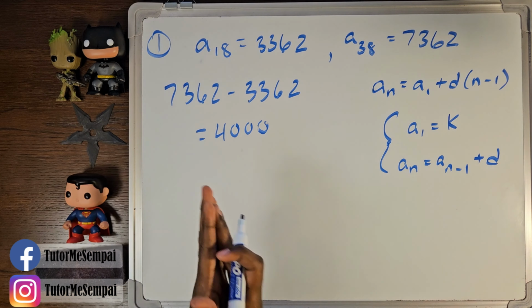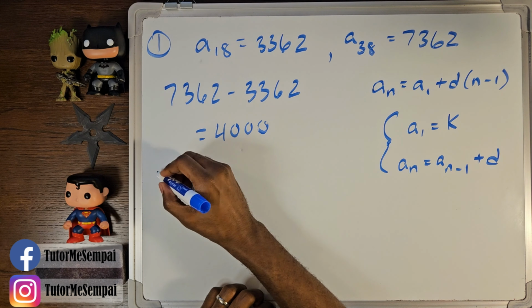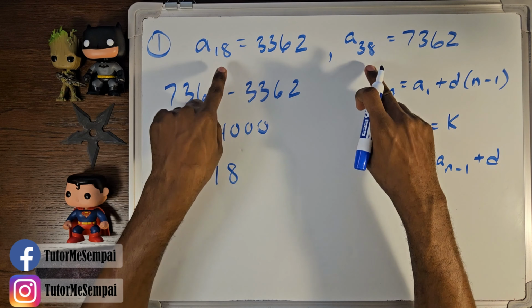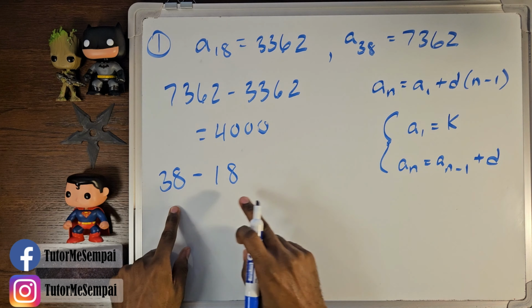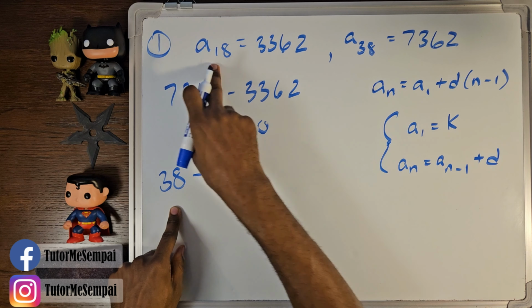Now we just need to figure out how many hops it took to get from 18 to 38. And to do that, we're going to do a little bit more subtraction. Our 38 minus 18. We're going to look at the ends here. So our 38 minus 18 will give us the number of hops it took to get from our smaller one to our larger one.